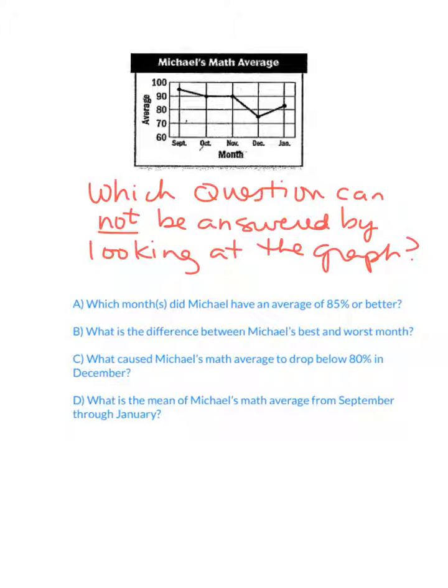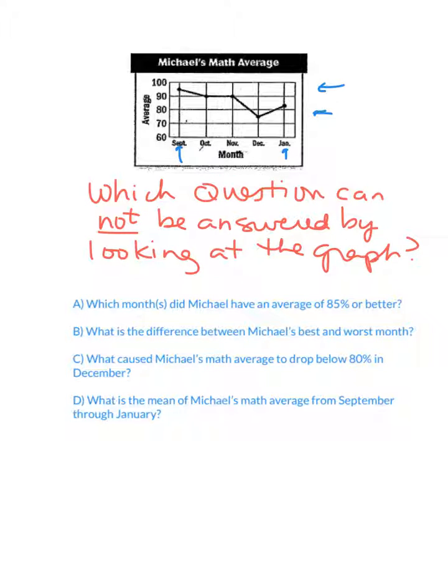Now, this multiple choice question is a little bit different in that we're not asking to come up with values. The question just says which question cannot be answered by looking at the graph. So we have Michael's math average, and we have the months from September through January, and it looks like his average is pretty good. It goes anywhere between the 70s up into the 90s. So let's see what questions we have below, what some of our answers are.